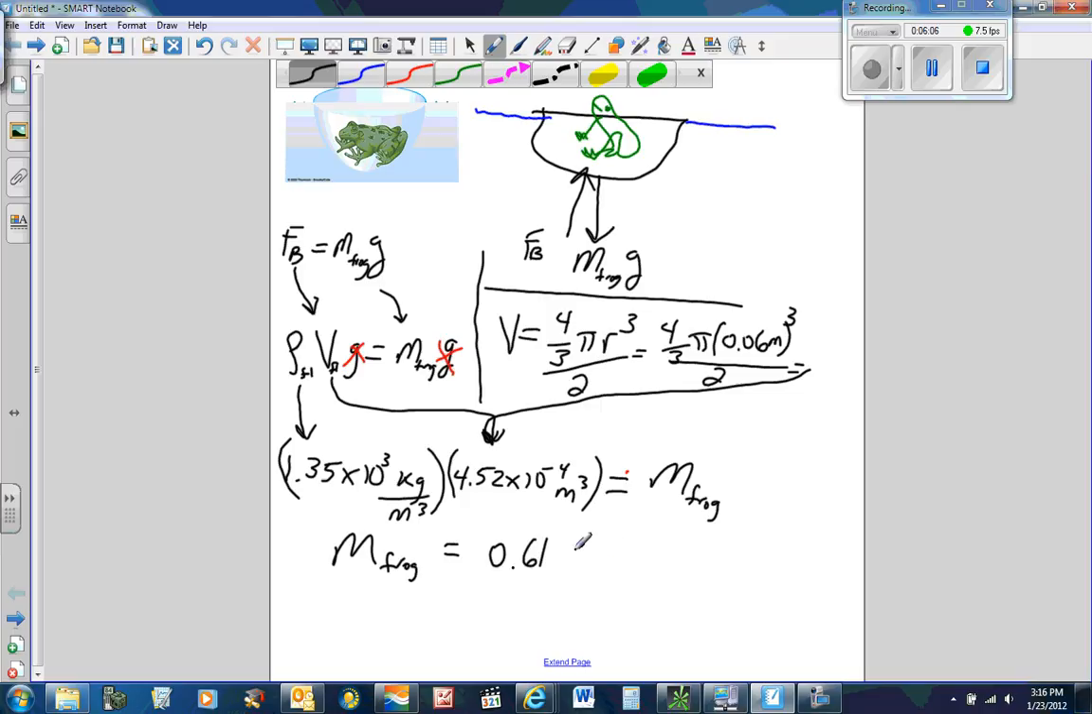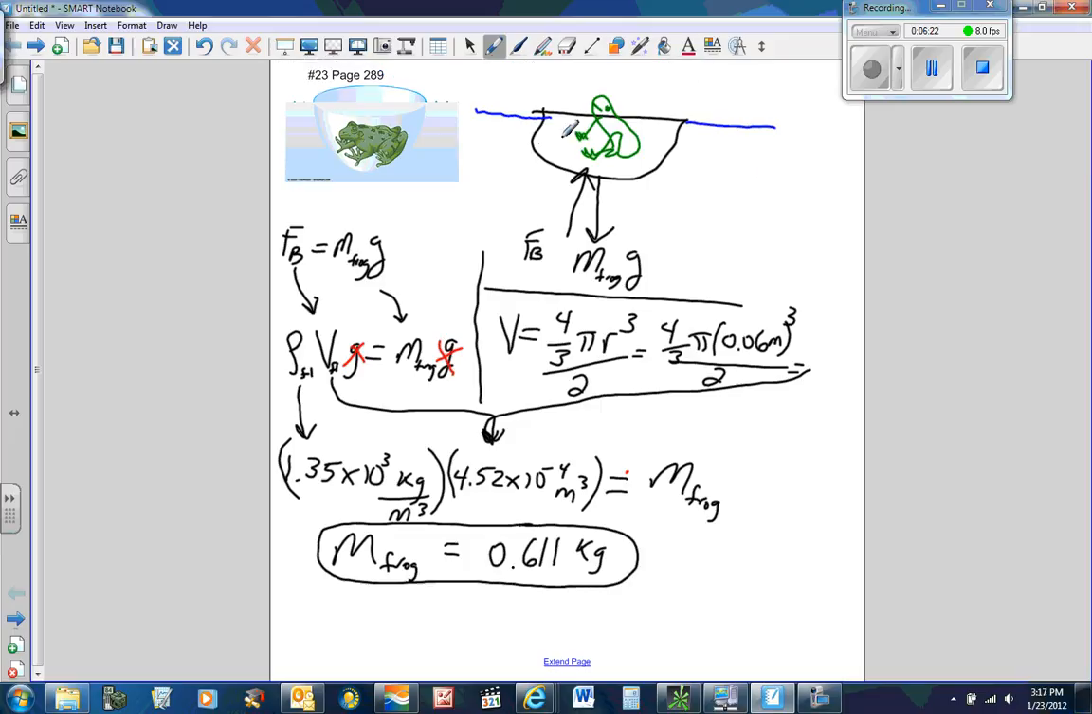And so, let me look at my calculator. Yeah, 0.611 kilograms. That is the answer, and that's the answer found in the book. And that's how you do that problem. You need to be sure you know how to do a problem like that for the test, and we'll get some practice tomorrow in class.